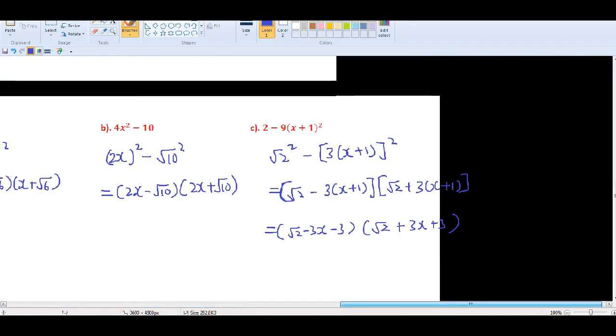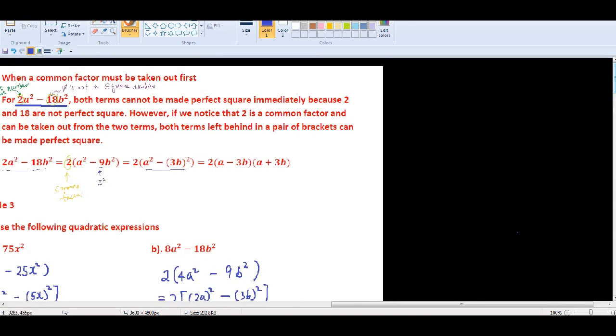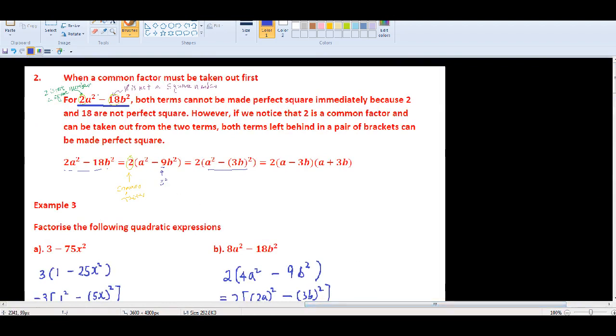There are some cases where, when it's given, you see that both terms can't be expressed as square numbers. This time you need to check whether you can take out a common factor. If you can take out a common factor, then possibly you will see two square numbers for both terms, and then you can apply the same rule, but you need to take out the common factor before you commence the factorization.